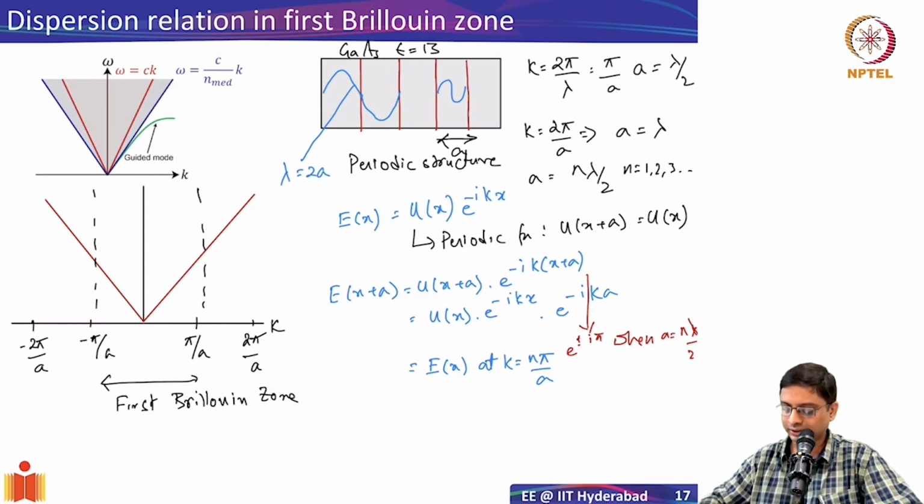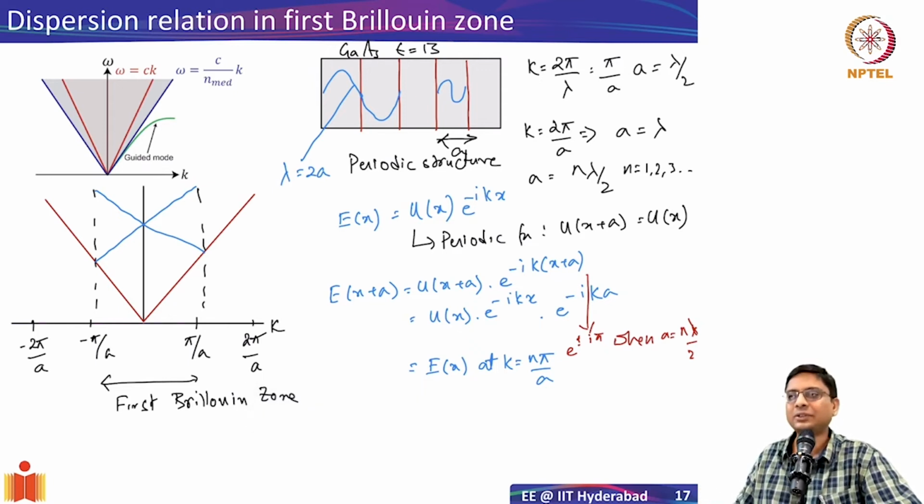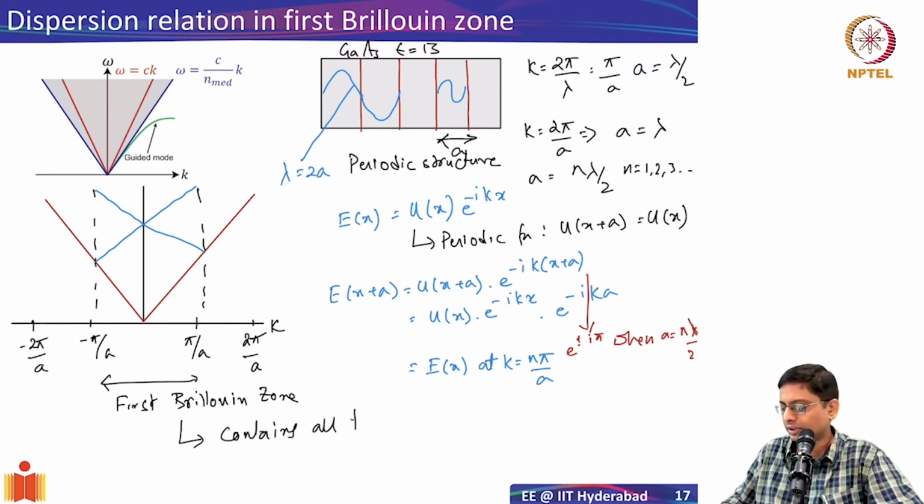So what I'll draw is this. I can bend my dispersion now. You can have a scenario like this. So instead of dispersion relation extending out into all space, I'm going to have dispersion only in the first Brillouin zone, and that gives me all possible data that I need. Okay, so this contains all the information about wave propagation.